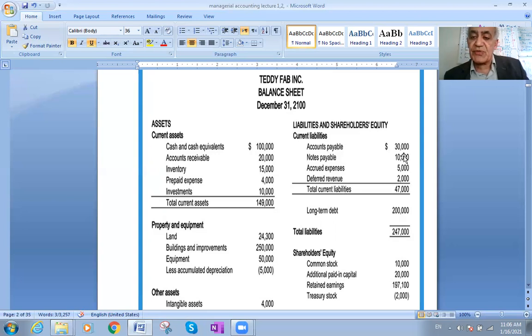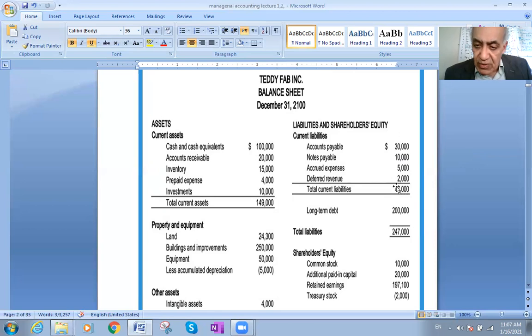You wrote promissory notes for $10,000. You have to pay the people $10,000. Accrued expenses, you have $5,000. You add it to your current liabilities, and the deferred revenues means there are revenues for you, but you didn't receive them yet. It's $2,000. So all this together comes to $47,000. Okay. Plus you have a long-term debt of $200,000, right?